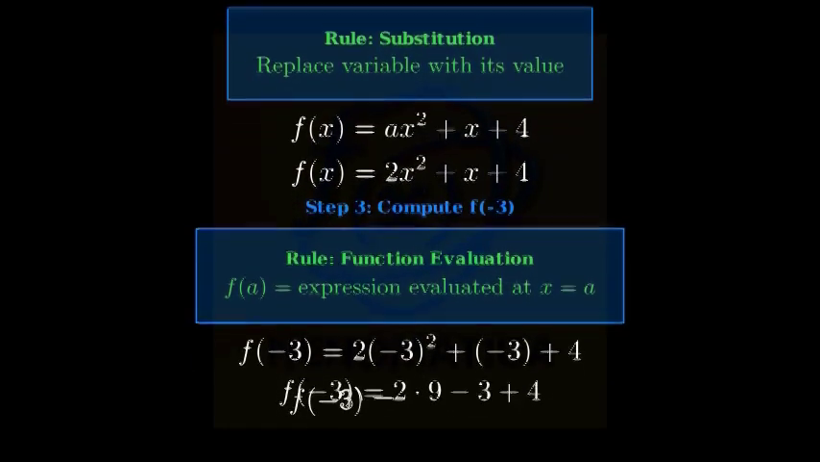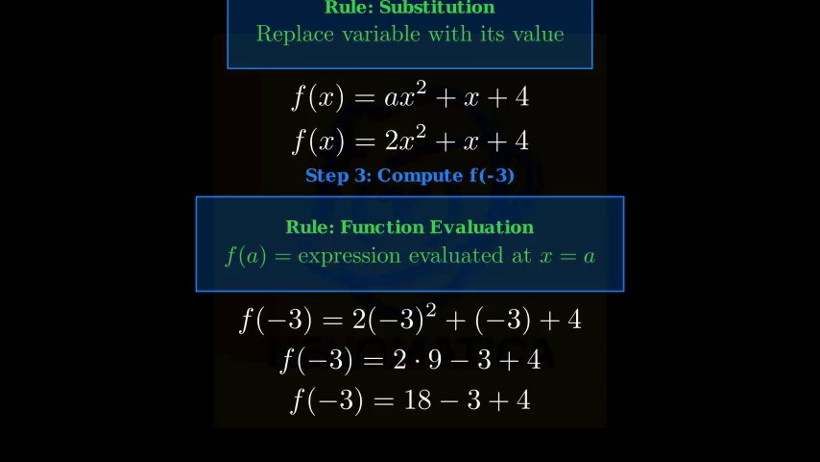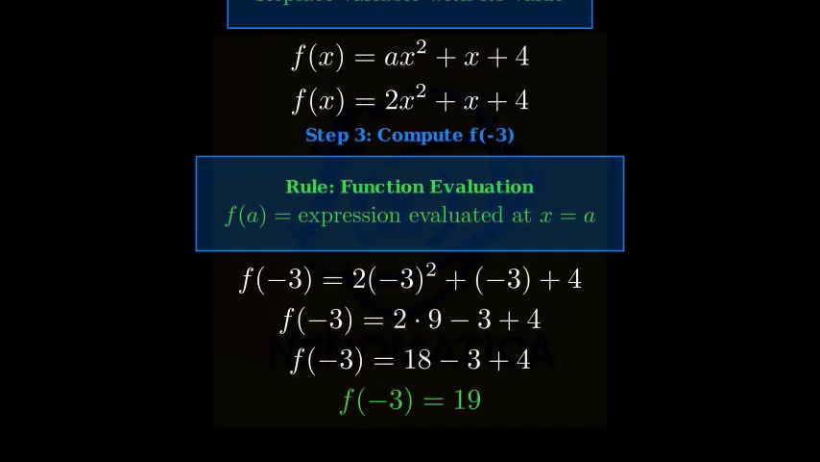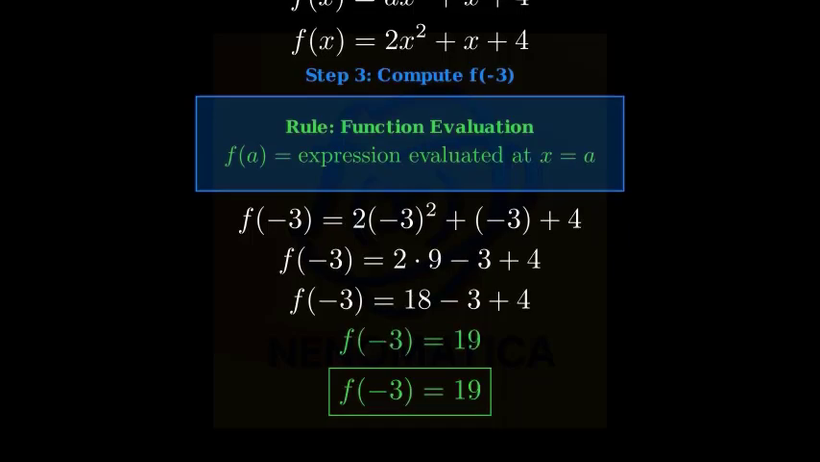First, let's calculate negative 3 squared, which is 9. So we have 2 times 9, which is 18, plus negative 3 plus 4. 18 minus 3 plus 4 equals 19. Therefore, the value of f of negative 3 is 19.